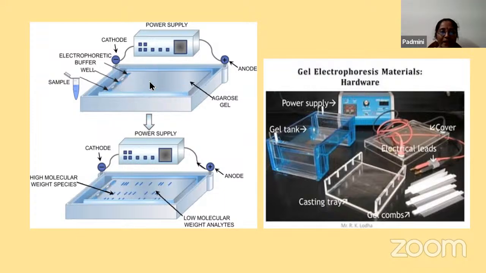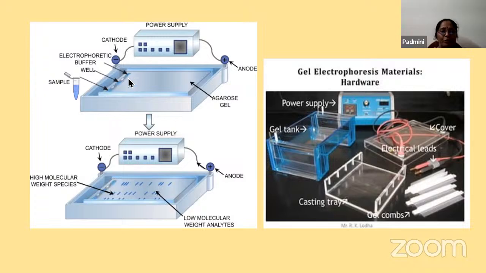You can see, in the casting tray, we have prepared this agarose gel. And you have the small wells that have been made. Into these small wells goes your sample of interest, the DNA or the protein of your interest. And they are attached to the cathode and the anode. The opposite ones move as far as possible.